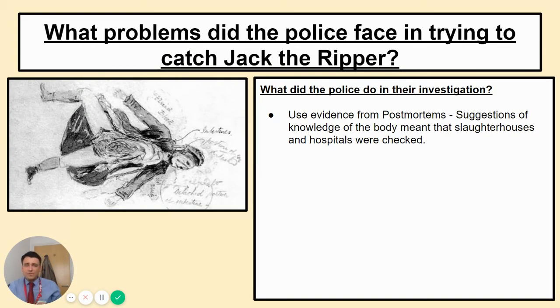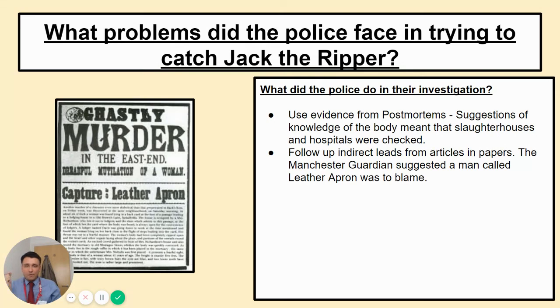So they used evidence from post-mortems first of all. That's where the dead body was examined. And because various parts of the body had been taken and removed, there was a suggestion that the killer had knowledge of the human body. And so that meant slaughterhouses for animals and hospitals were checked. There were follow-ups from indirect leads in the newspapers. So, for example, the Manchester Guardian suggested that a person called Leather Apron was to blame. And the police followed up on these newspaper leads, and we'll come to this later on.